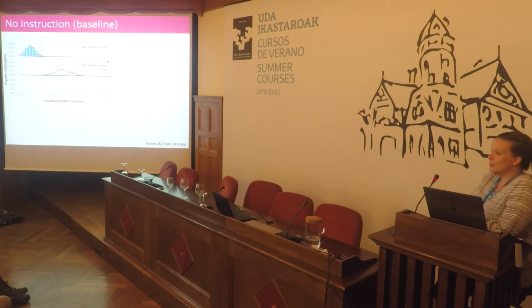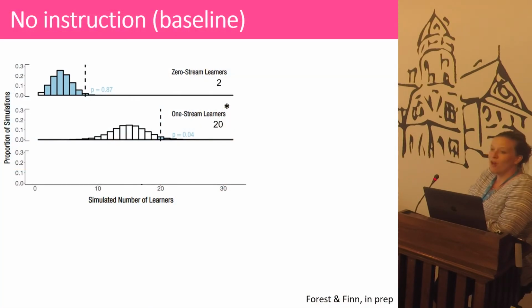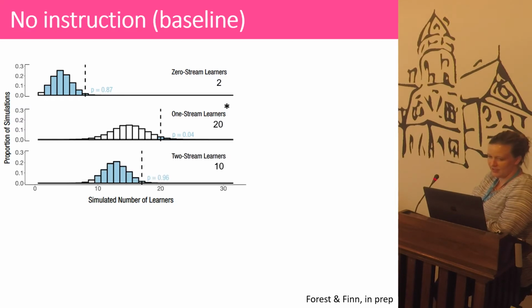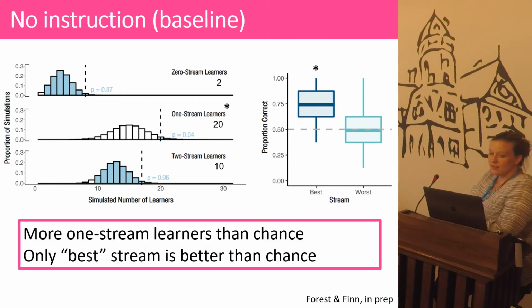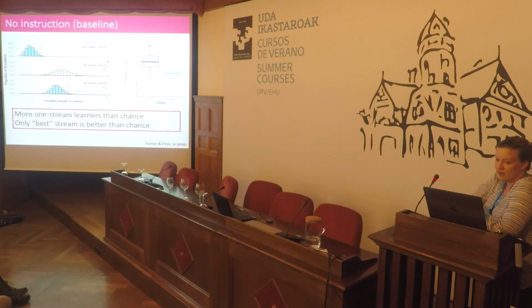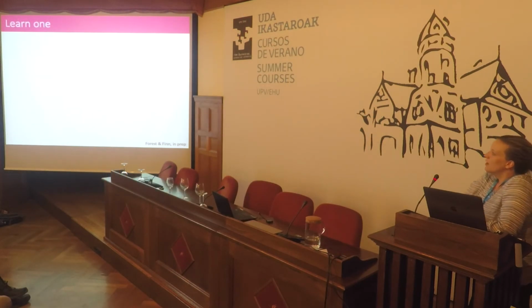So we have evidence to reject the null for 1-stream learners, which means we have more 1-stream learners than we would observe by chance based on this performance in our sample. And we don't have evidence to reject the null for the 2-stream learners. How do they do on their best and their worst streams? What we see here is that there's only evidence for above chance performance on their best stream, not on their worst stream, right? So that's what I'm showing you in the dark blue. So what this means is that there are more 1-stream learners than chance, and only the best stream is better than chance.